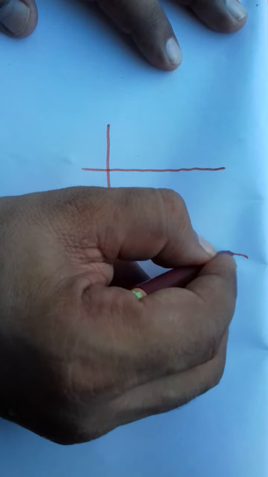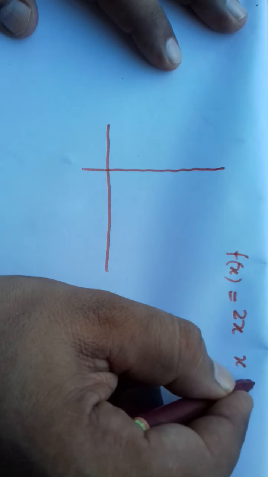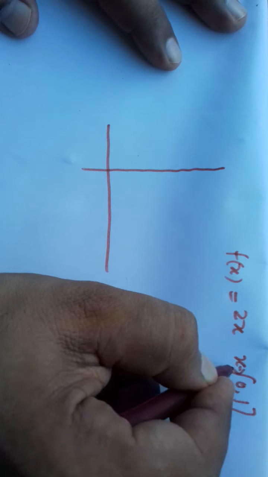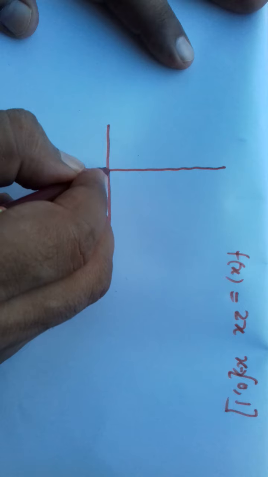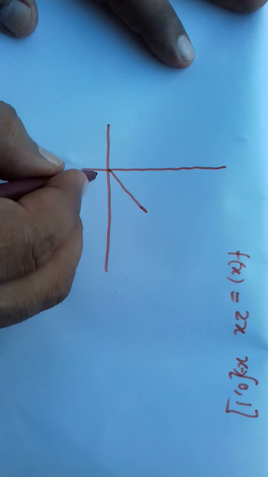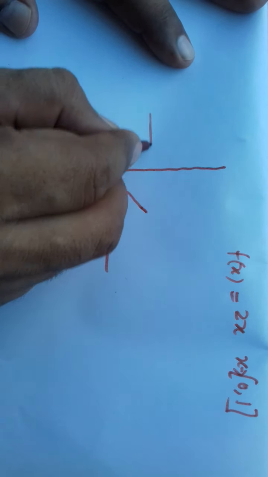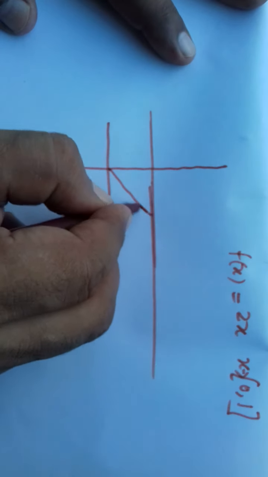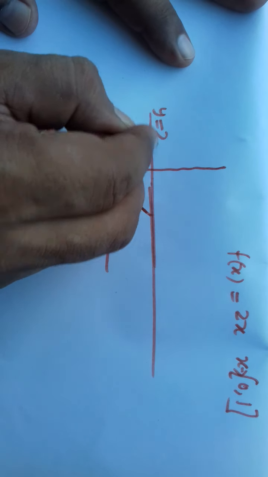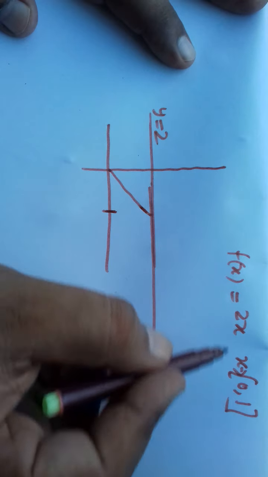It is given that f(x) is 2x, where x belongs to 0 to 1. For 0 to 1 it is 2x, so the graph will be like this, passing through the origin and the point (1, 2), and this line will be y equals 2x. So we have drawn the graph for the interval 0 to 1.